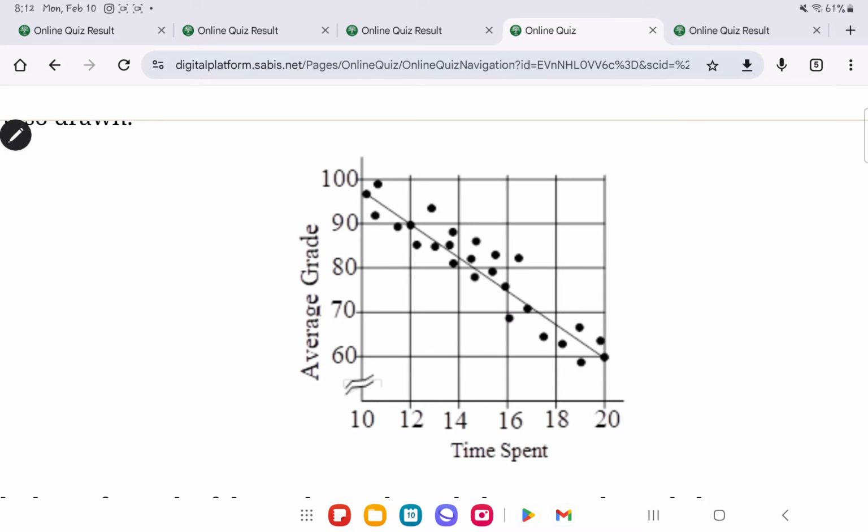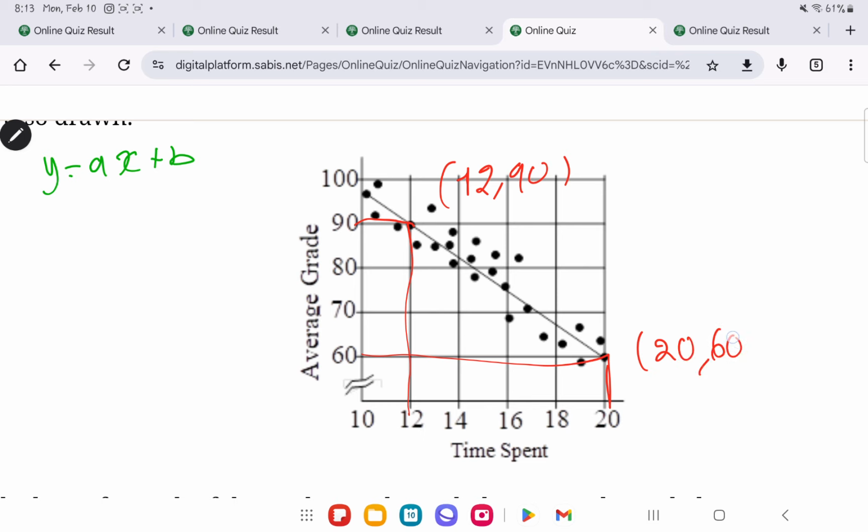We know that, first of all, the equation of any line is y is equal to ax plus b. To find a, we have to find the slope. So take any 2 points that are on the line of best fit. Let us say these 2 points over here. So we have this point, which is (12, 90), and this point, which is (20, 60).